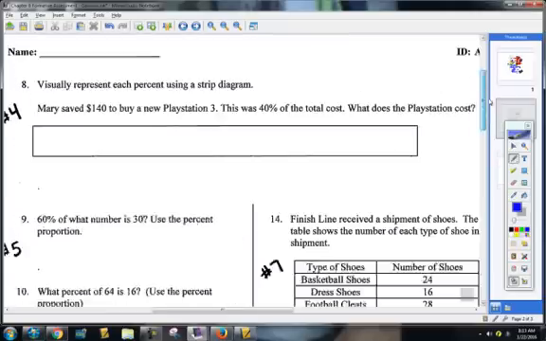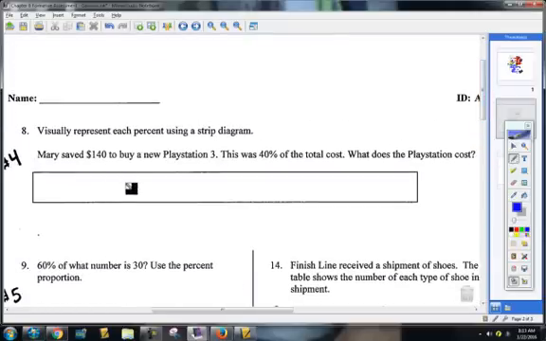All right, now we got one more strip diagram here. Mary saved $140 to buy a new PlayStation 3. This is 40% of the total cost. What does the PlayStation cost? So first of all, identify the percentage. How do you think I should cut my strip diagram up first of all? 20s. I should cut it up into 20s. I would agree. 20% sections.